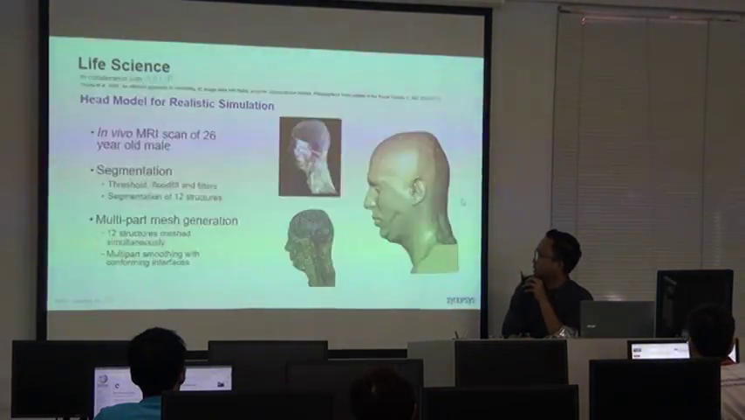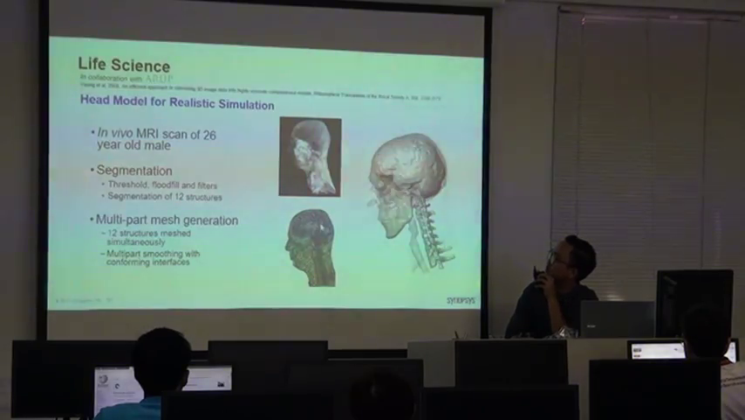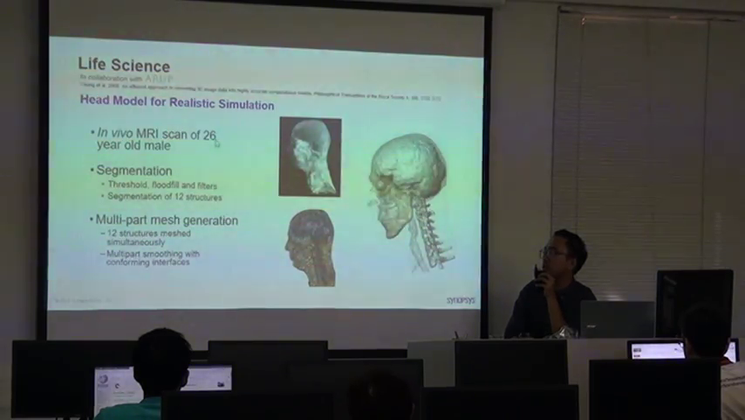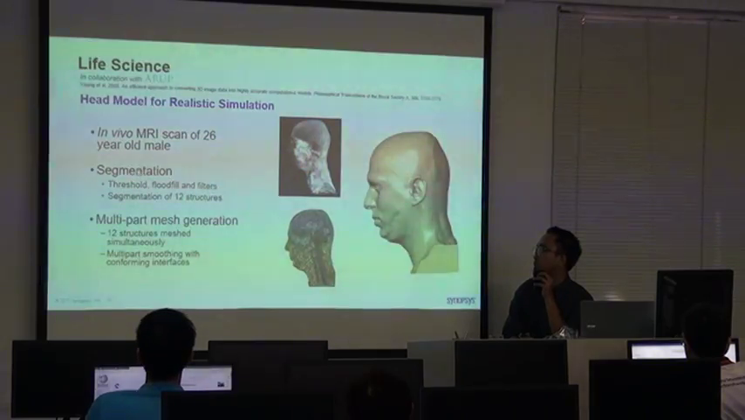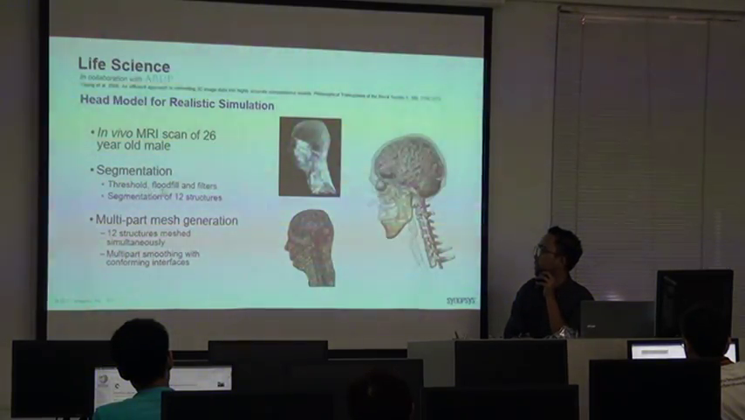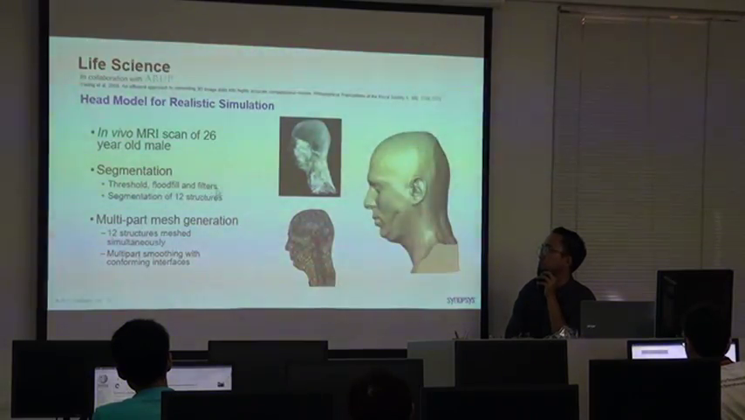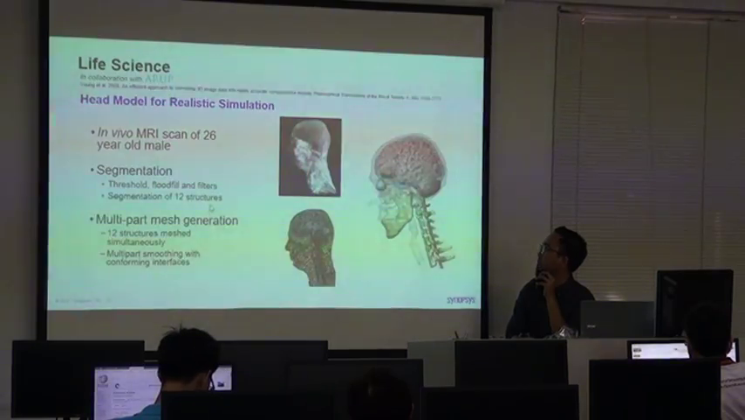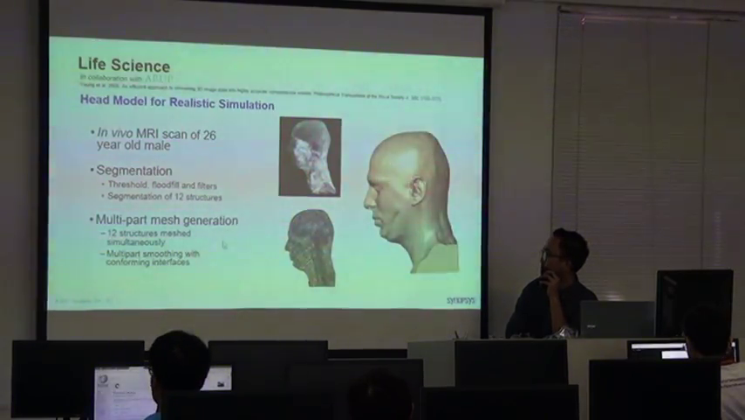So move to the next study. Okay, this one is a head model, the one I have shown you just now. It comes from a 26-year-old male. We use an MRI scan. We do the segmentation. We use like 3 tools: threshold, flat field, and also filters, that are available in ScanIP to do the segmentation of 12 structures.